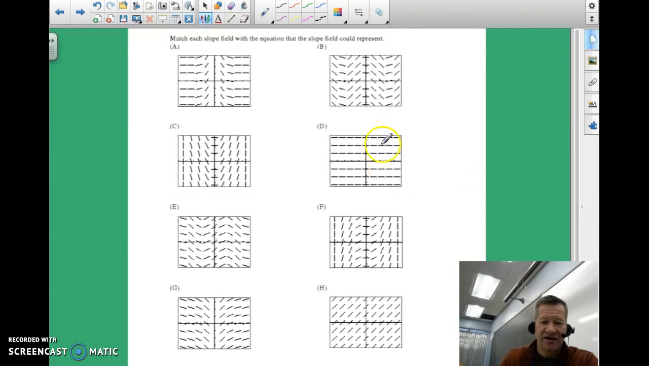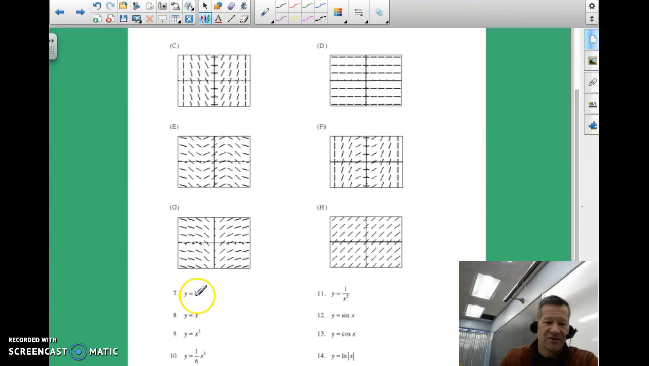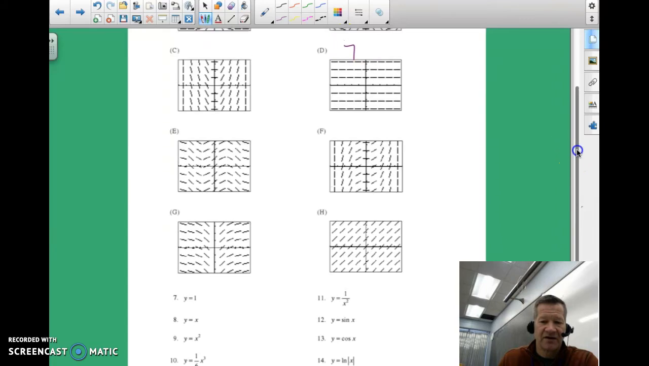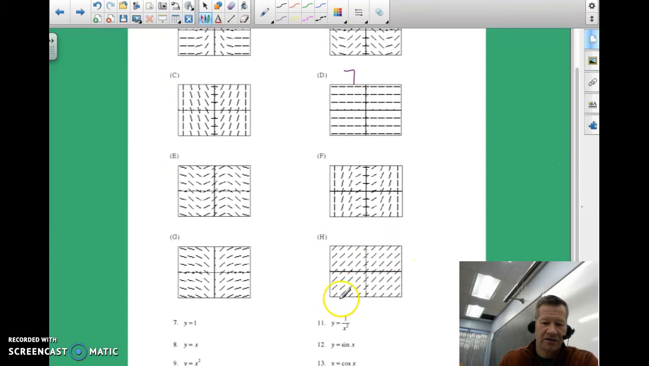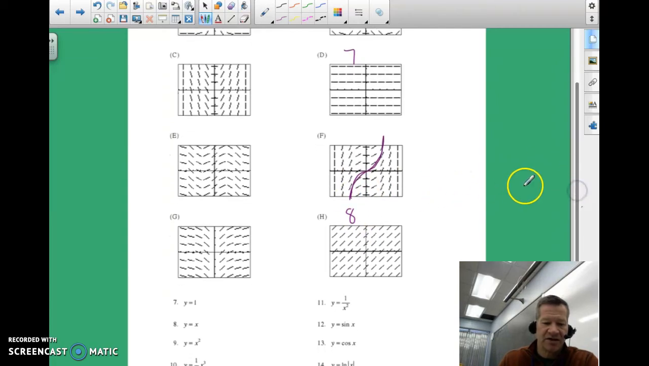You notice these look like all horizontal lines, so that would look like number 7, y equals 1. So that's number 7 right there. You can tell these are lines with a slope of 1. That looks like y equals x. That would be 8. This here looks kind of like a cubic, I guess, right? So that would be y equals x cubed. That would be, let's see here, number 10 is 1/6 x cubed. That looks pretty good. Look at this one.